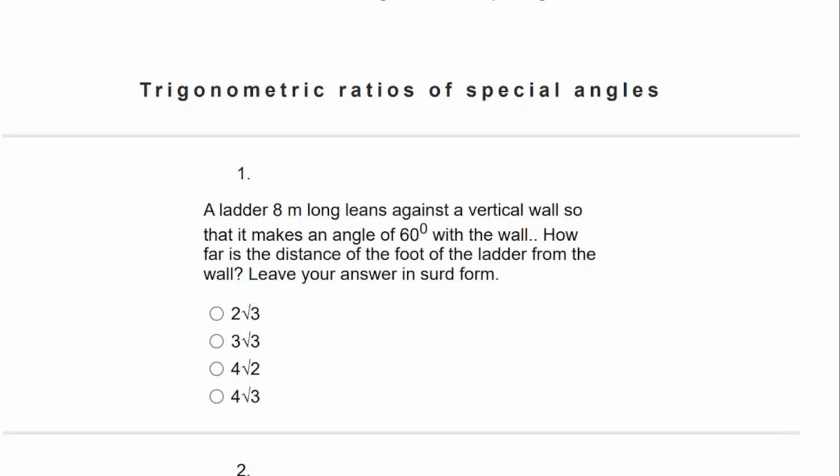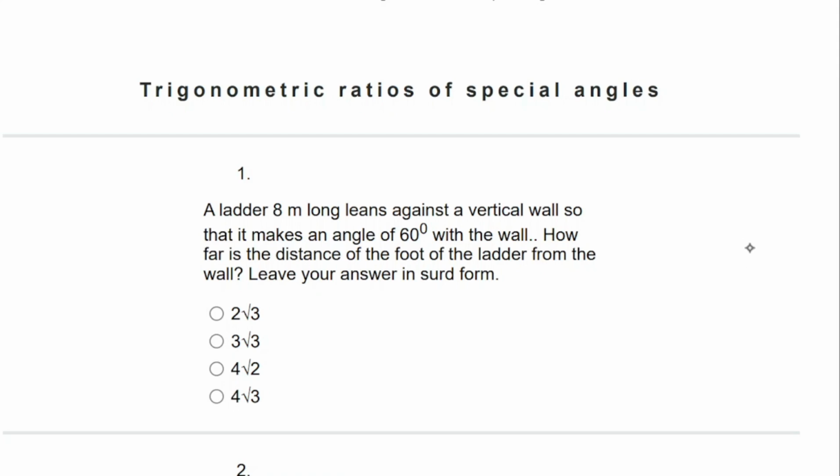So in this class, we want to look at trigonometric ratios of special angles, questions on them, solutions to them. Alright, the first question is a ladder 8 meters long leaning against a vertical wall so that it makes an angle of 60 degrees with the wall. So we're going to sketch it.